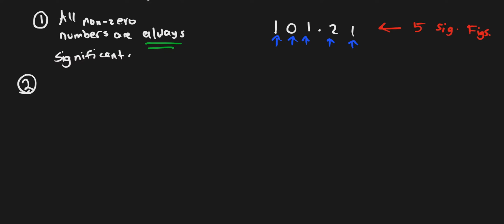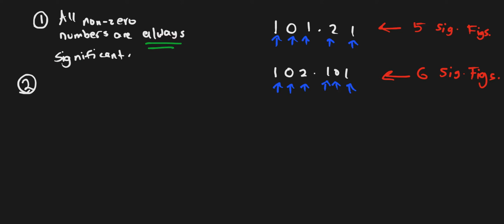Let's go one more, right? Let's just do 102.101. All of these are, of course, going to be significant: 1, 2, 3, 4, 5, 6. The zeros are in between, so they're significant. You can think about it like that. So these are all 6 sig figs.